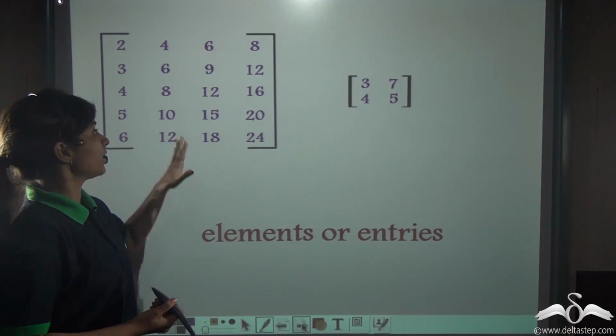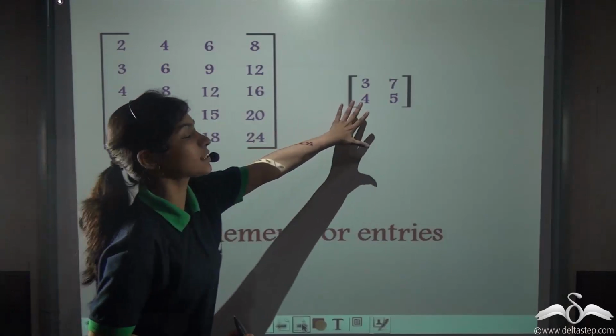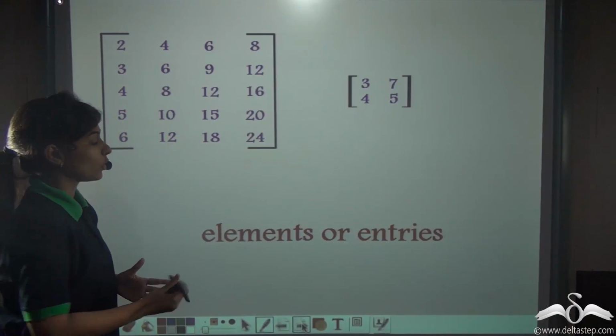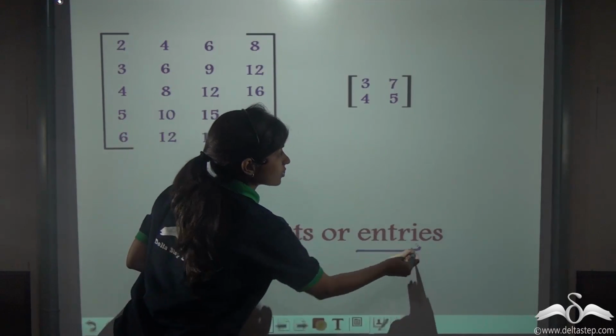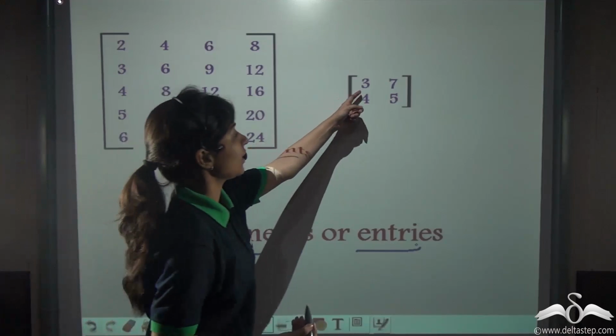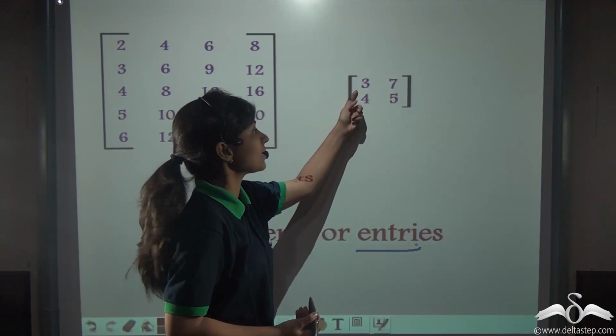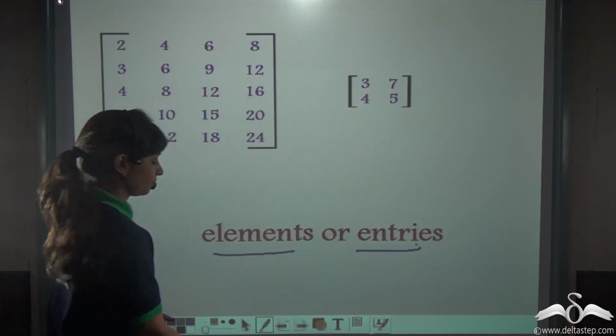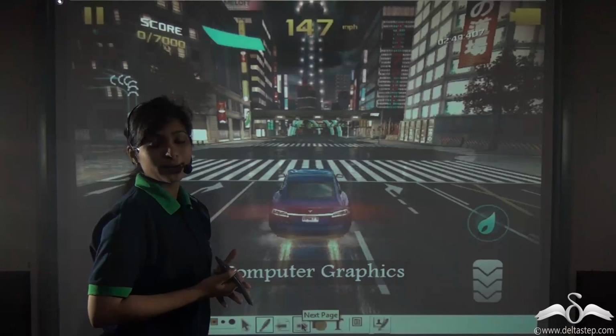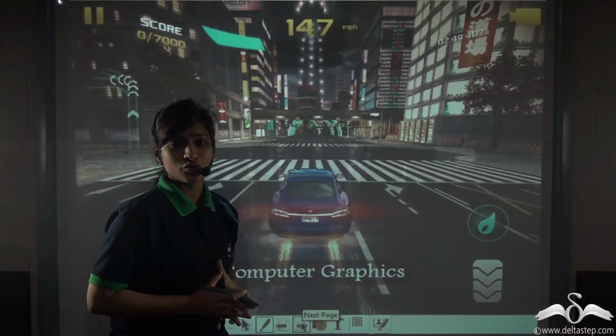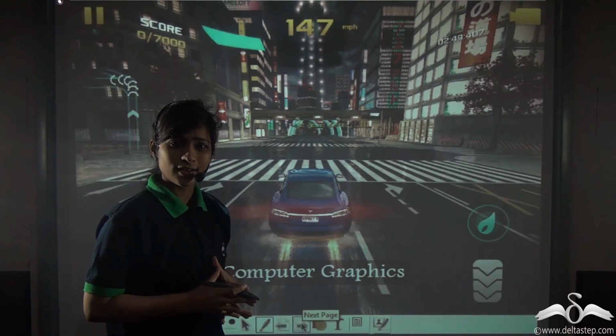Now, what actually is the data inside this matrix called? Well, these are known as elements or entries. So you can say that 3, 4, 7, 5 are actually elements of this matrix, or these are entries of this matrix. Now you may be thinking, where are these matrices used? Are they actually used in real life?